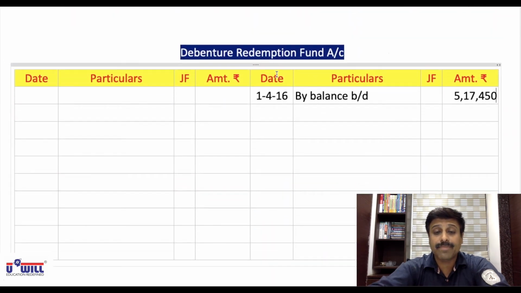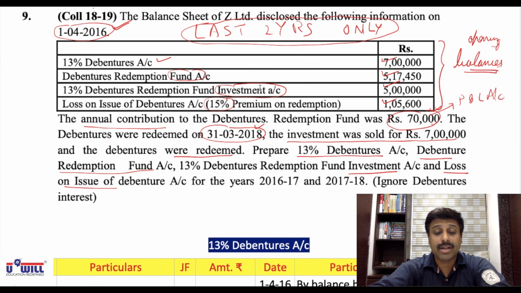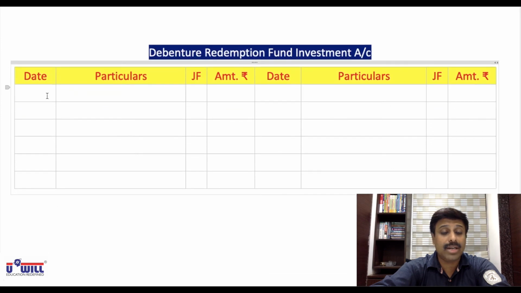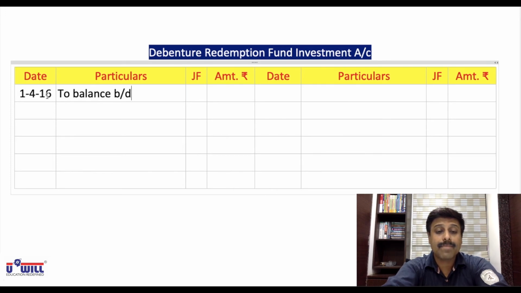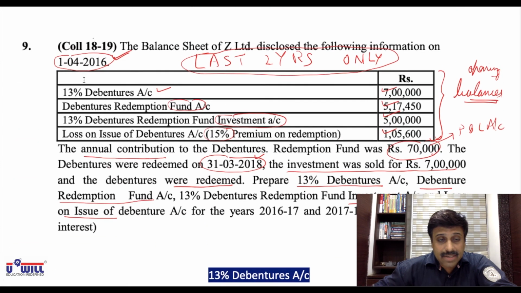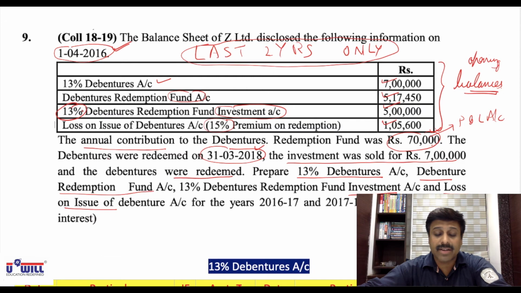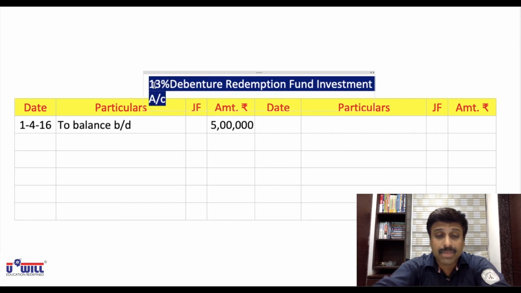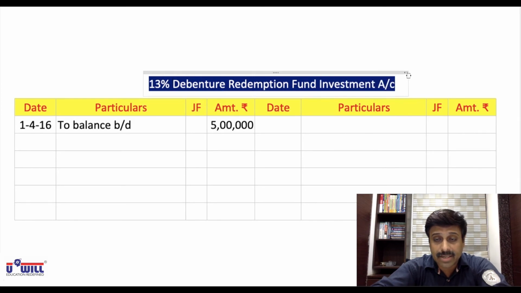Okay. Then the investment account has a debit balance, so on the debit side we will write 5 lakhs, in the investment account, 1/4/16 to balance brought down, 5 lakhs. And which investments are these? 13% debenture redemption fund investments account, which means on the investments we are going to earn a rate of interest of 13%. So you must mention that. Okay, in the beginning of debentures you must mention that 13% debenture redemption fund investment account.